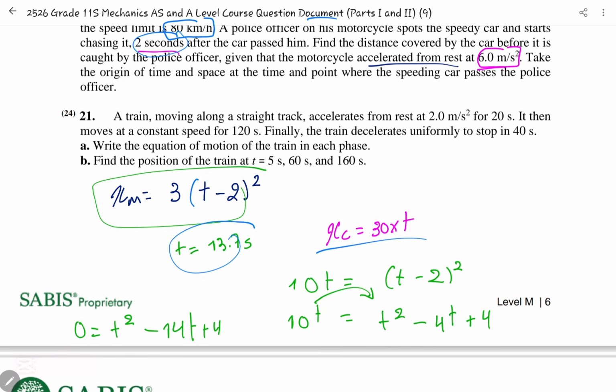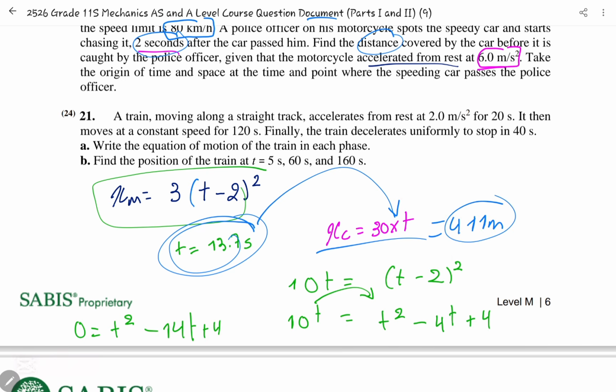Now, are we done yet? No. They want us to find the distance covered by the car before it's caught by the police officer. So we know it travels 13.7 seconds. For both of them, they have the same time. So to find the position of the car, I'm going to substitute it over here. So it's going to be 30 times 13.7, which is actually exactly 411 meters.